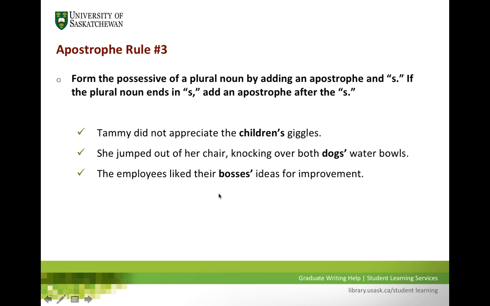And in the last example, the employees liked their bosses' ideas for improvement. We have the plural noun bosses, and we just add the apostrophe to indicate possession, to indicate that the ideas are the bosses'.